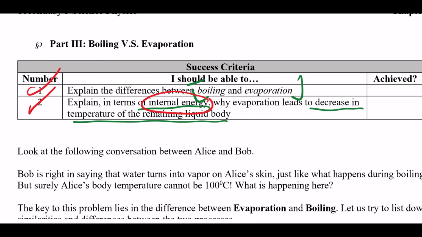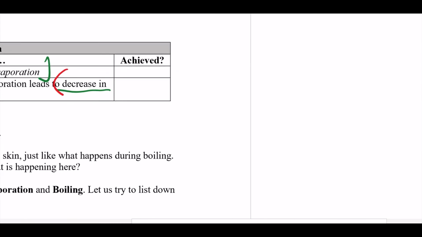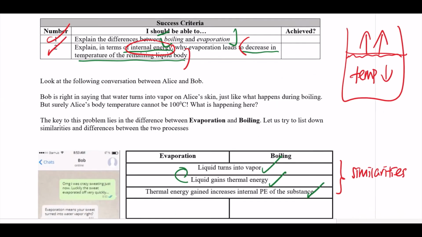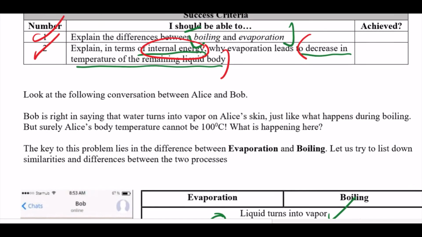So in terms of the internal energy, why is it that evaporation causes a decrease in temperature of the liquid as a whole? What do I mean by that? When you have a container of liquid, as some of the liquid at the surface evaporates off, the remaining liquid's temperature actually decreases when evaporation occurs. Why is that so? We will take a look by examining the internal energy of the particles. Again, we have to zoom into the particles to explain why.